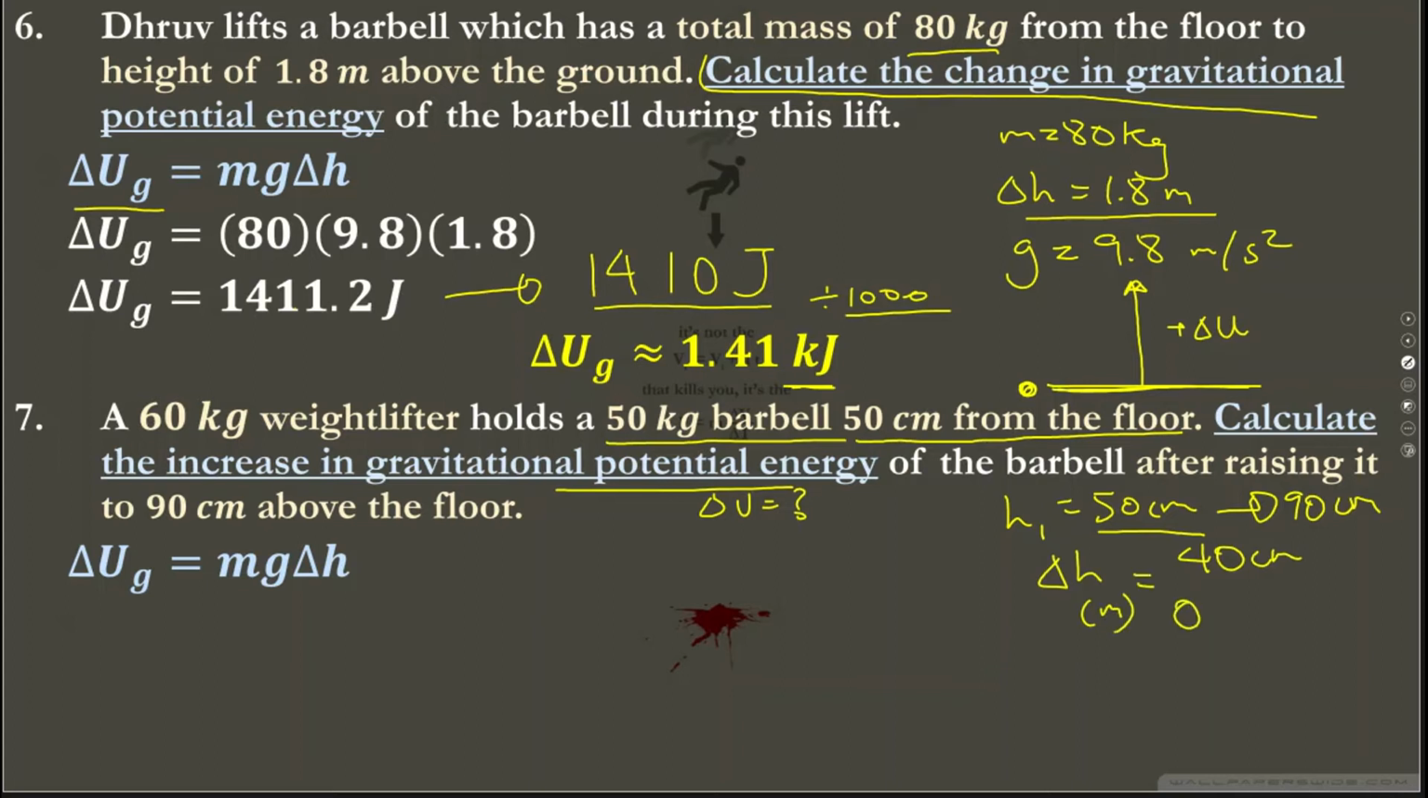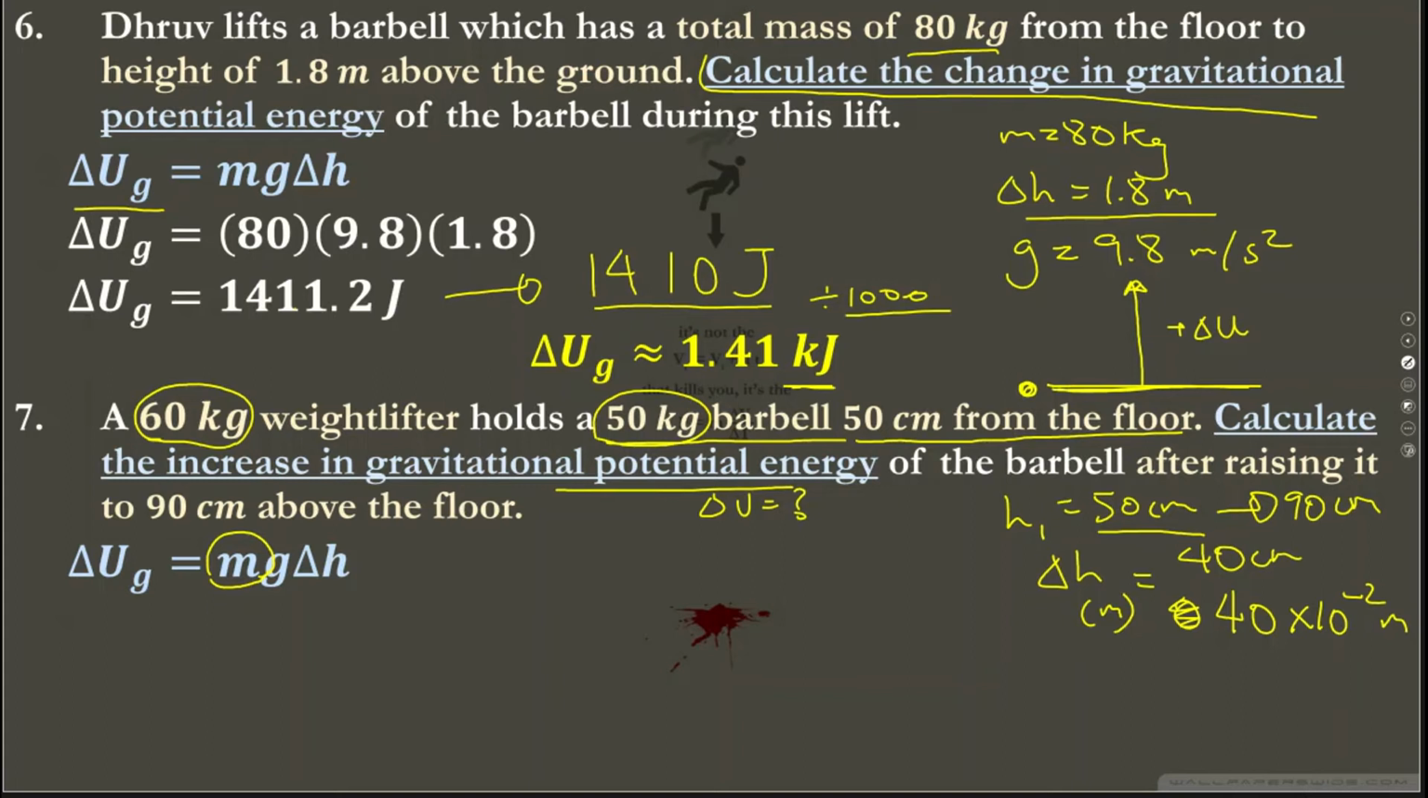Remember, delta H needs to be measured in meters. So what I like to do is 40 times 10 to the minus 2 meters. Essentially, divide by 100. What about the mass? Is it going to be 60? Is it going to be 50? Or maybe both? So we need to look at what's actually gaining the gravitational potential.